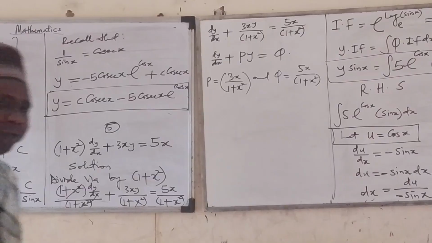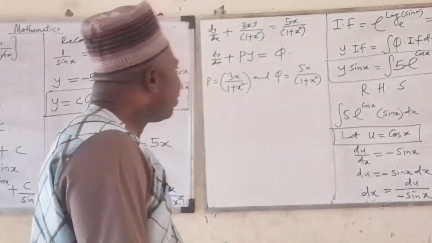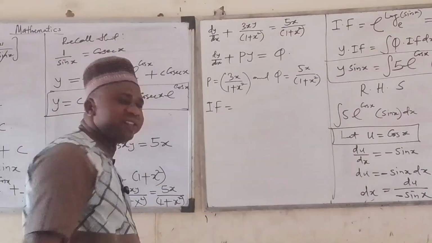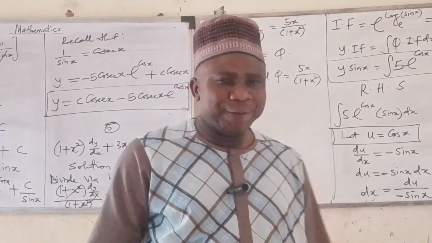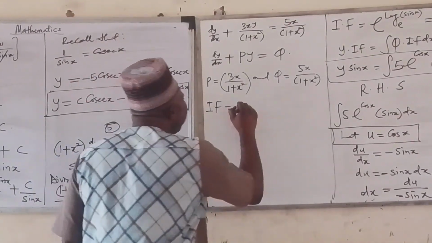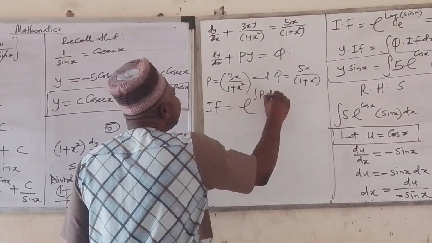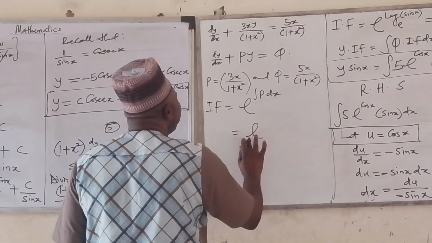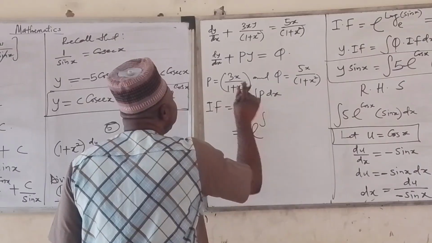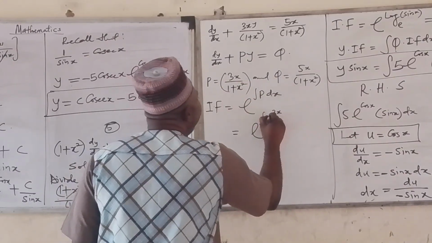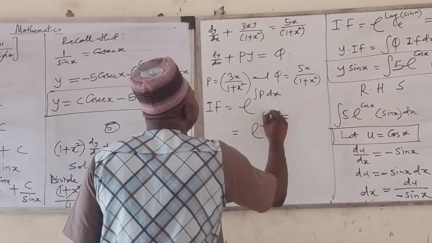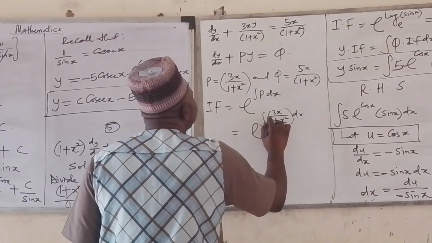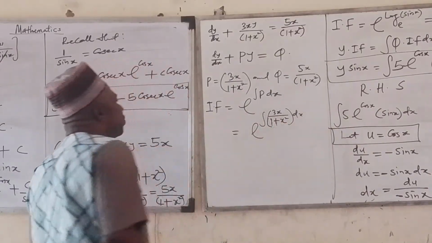Now the next step is to look for the integrating factor. So here, IF. Remember, we're using IF to represent the integrating factor. IF, we said, is e raised to the power of integral p dx, and this will be equal to e raised to the power of integral of p, which is 3x all over 1 plus x squared, dx.